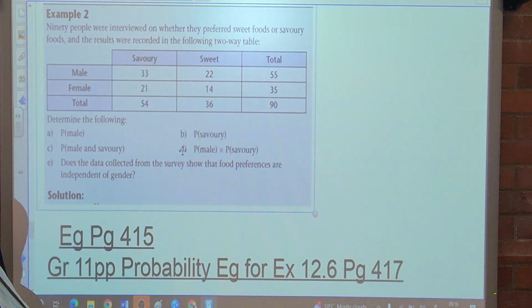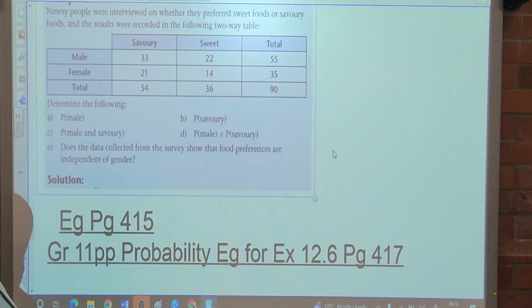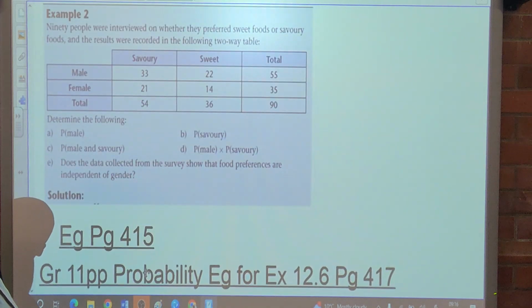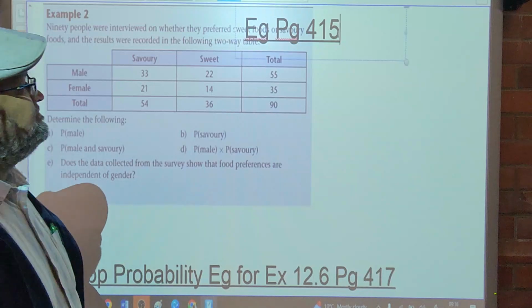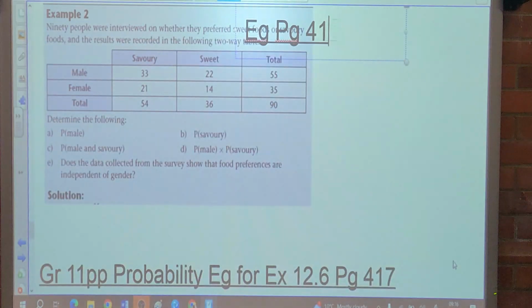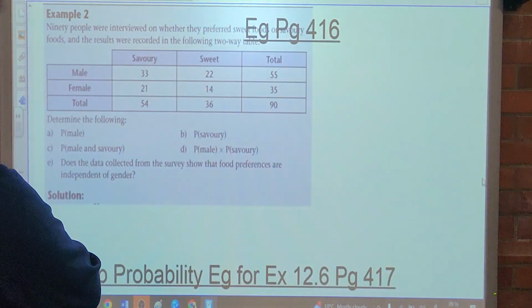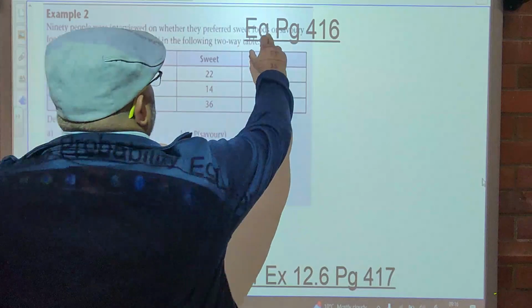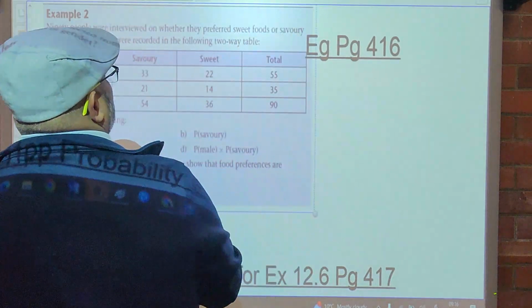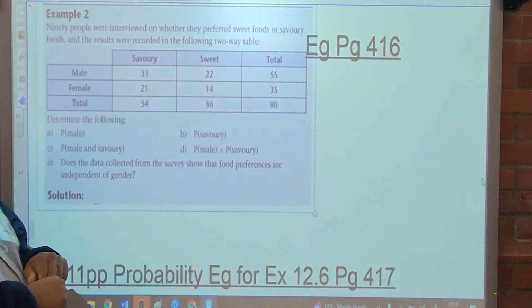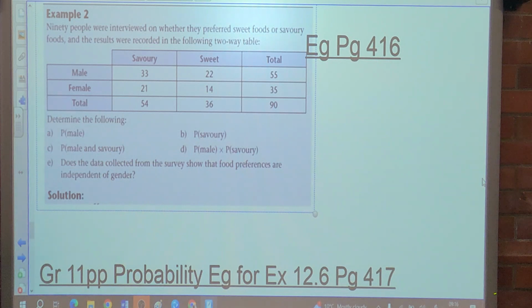So let's see here, example 2. Example 2 is on page 416. So here we are told that 90 people were interviewed on whether they preferred sweet foods or savory. You guys know what sweet foods are, no? Donuts and those things. And savory, the samosas and those things again, and pies and stuff.